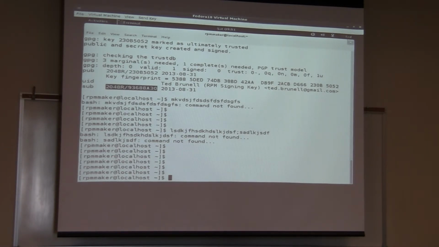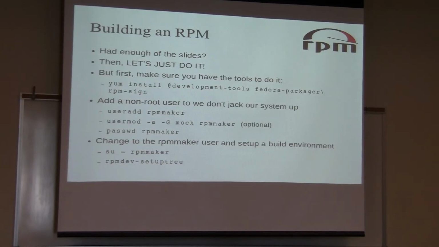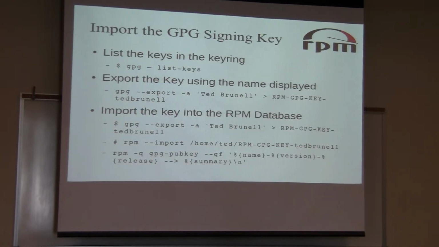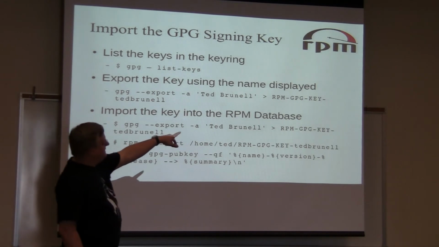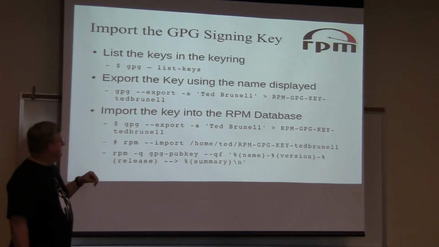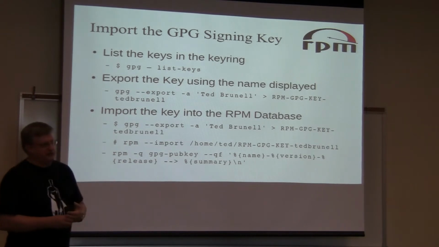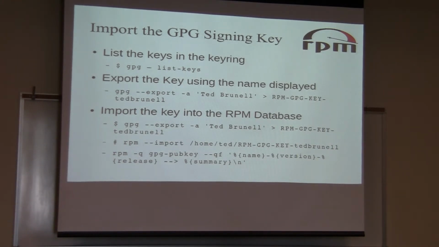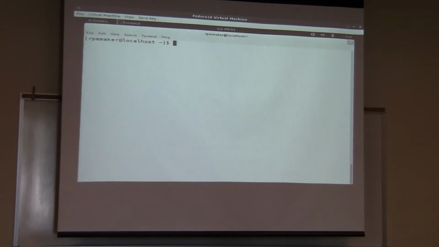But before I can actually sign an RPM, there are a few more things that I need to do. We're going to make sure that the GPG key exists in our key ring. Then we're going to export the key so that we can create a file on our computer called RPM-GPG-KEY and my name. And then we're going to import that into the RPM database so that when we go to install an RPM, it can verify the signature of the package with a key that's in this database. All right, so we'll go back to our VM.